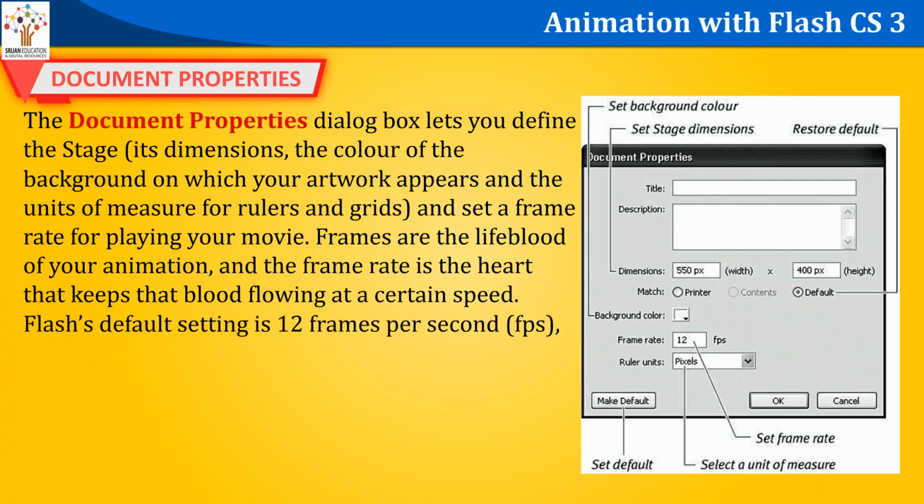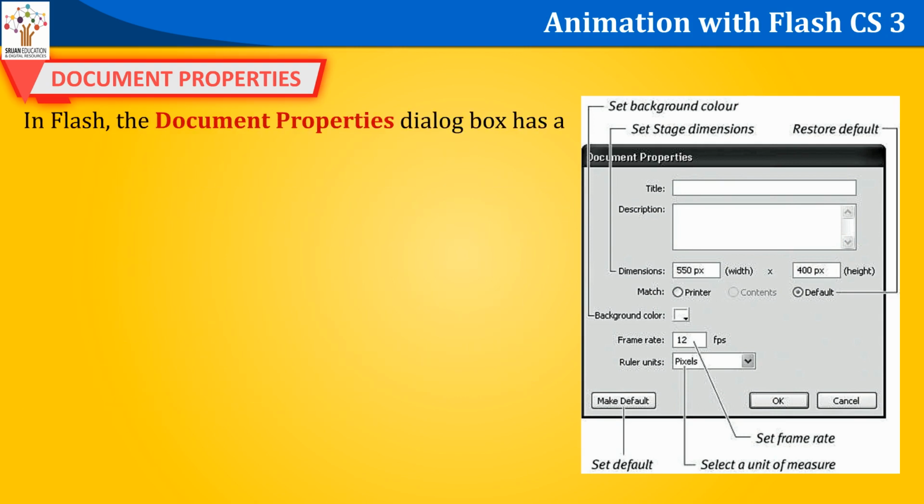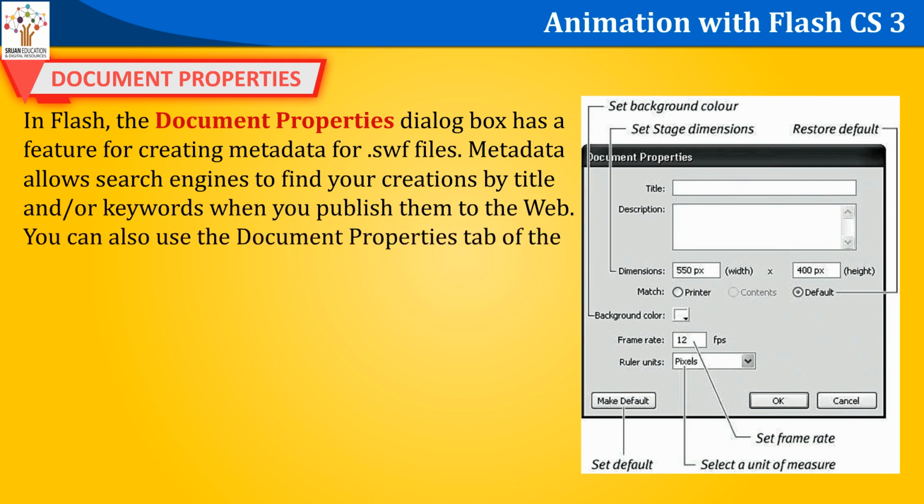Flash's default setting is 12 frames per second, FPS, a reasonable setting for animations viewed over the web. By comparison, the standard frame rate for film movies is double that speed. In Flash, the Document Properties dialog box has a feature for creating metadata for .swf files. Metadata allows search engines to find your creations by title and/or keywords when you publish them to the web. You can also use the Document Properties tab of the Property Inspector to set some document properties.